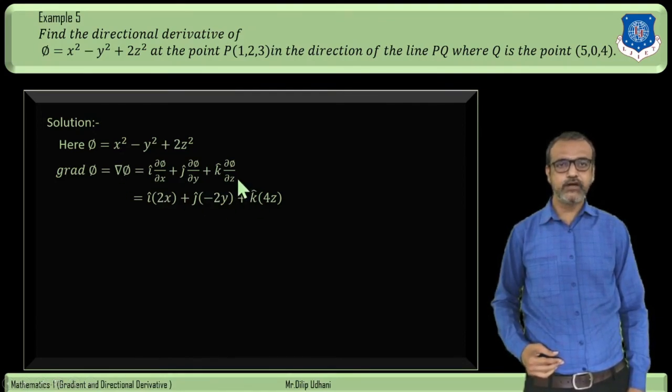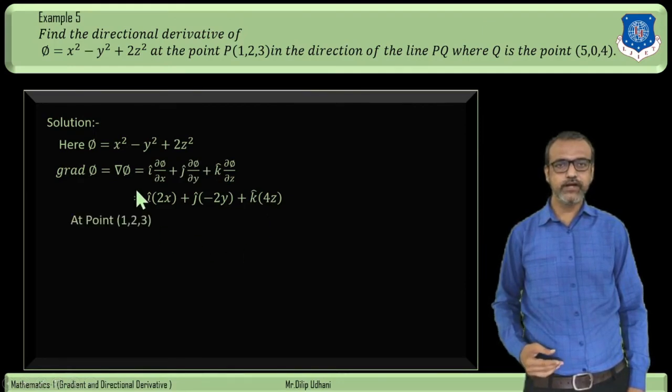And now we will find out del phi by del z, that is partial derivative of phi with respect to z, so we will keep x square and y square constant, so its derivative will be 0, and derivative of z square is 2z. So 2z into 2, that is 4z.